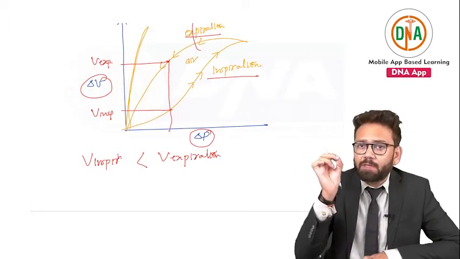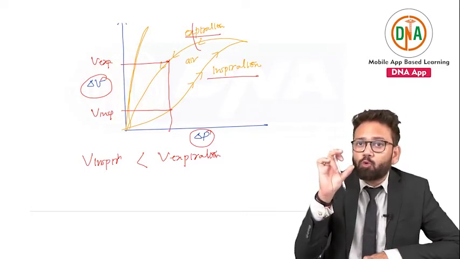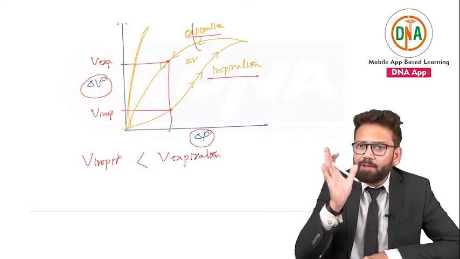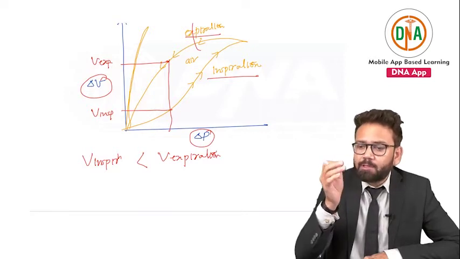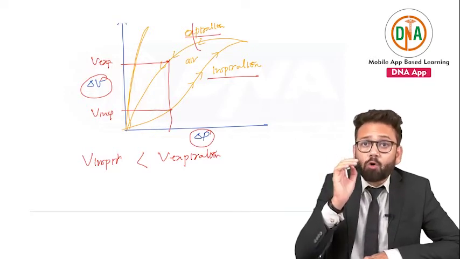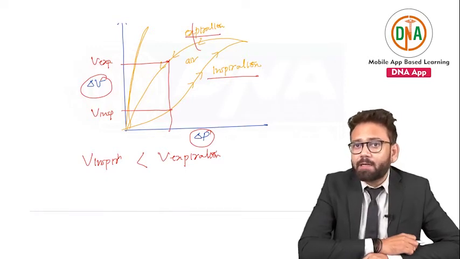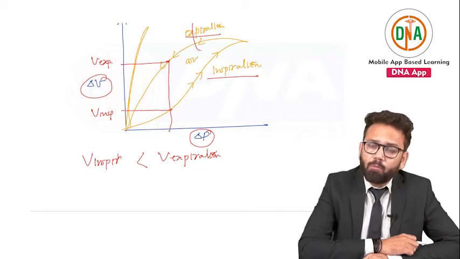This term is taken from physics, from engines. It is also a term in physics called hysteresis loop. A similar thing is happening in your lung also. It is behaving quite differently during inspiration and expiration. Now, last year this was asked: what is the cause of hysteresis? Can you tell me why it is behaving differently? Why is volume during inspiration less and volume during expiration more?